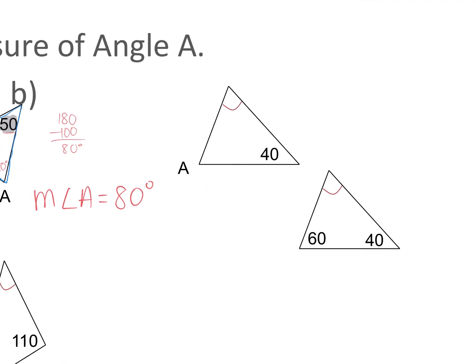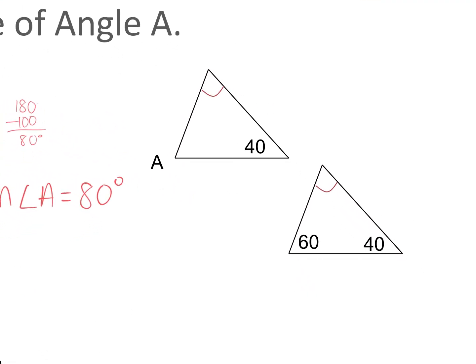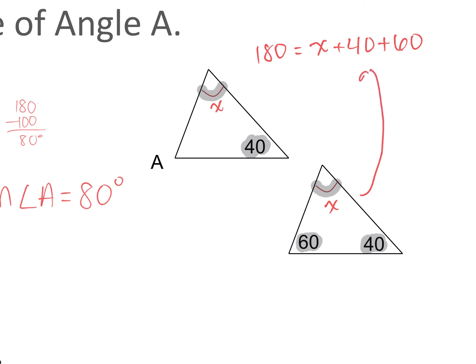Okay, letter B, we're still finding the measure of angle A. Now, we know that this angle is congruent to this angle. We know that this one is 40, this one's 40, this angle is 60. Now, regardless of what this angle is, let's say it's X, for example, okay? We know that 180 equals X plus 40 plus 60, for this angle down here. All three of those angles added together should give us 180.